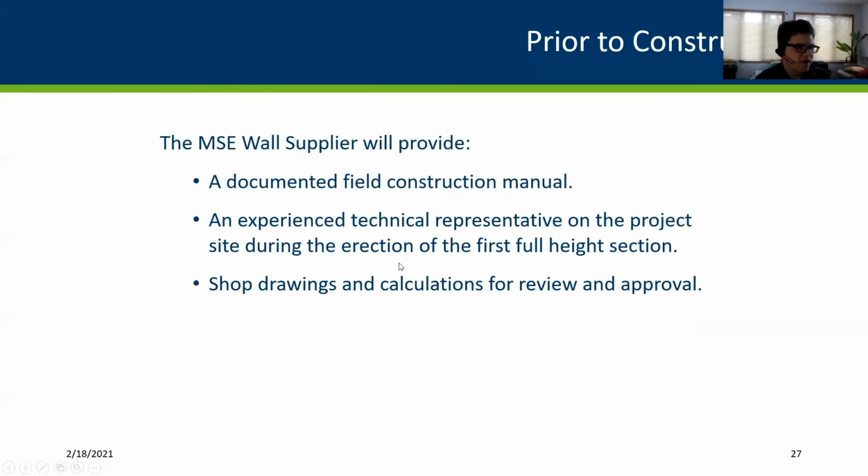The wall supplier is going to have a documented field construction manual. So how do they want their wall built? And they're going to be providing a technical expert, should be there for the first course of panels. And then they're going to be providing shop drawings and calculations, which will need to be reviewed and approved.